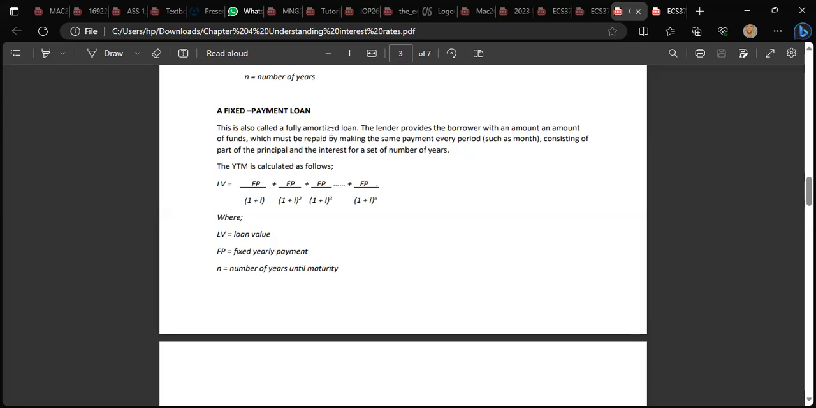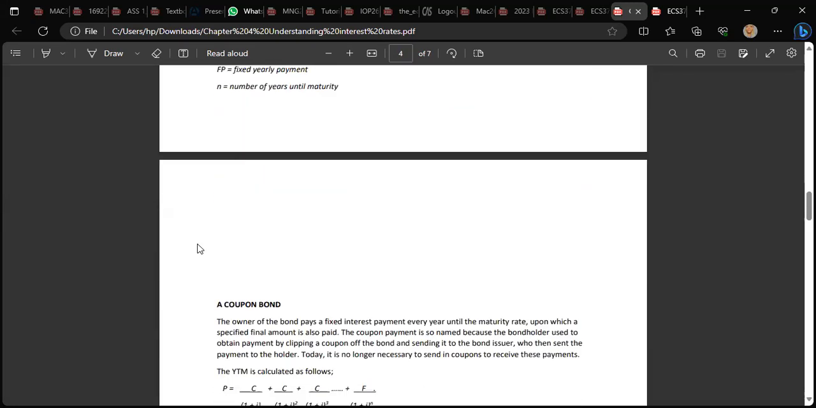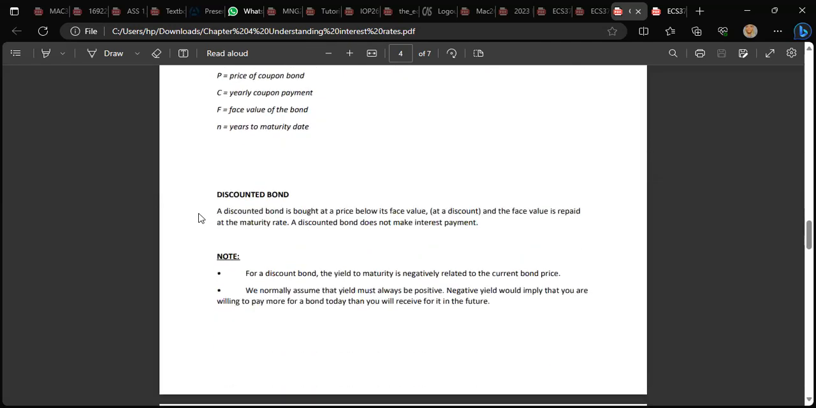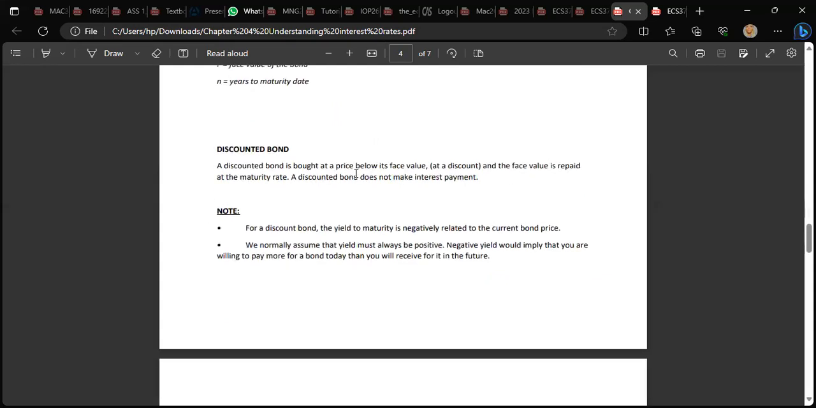So when you're doing your house repayment, when you're doing your car installments, this is what you're doing. It's an amortized loan, because you are paying the interest and you are paying back the capital amount or the principal amount at the same time. So this is what is being referred to there, right? And then the coupons is what we're dealing with just now, right? And then a discounted bond is bought at a price that is below the face value, so it's a discounted bond. And then the face value is repaid at maturity.